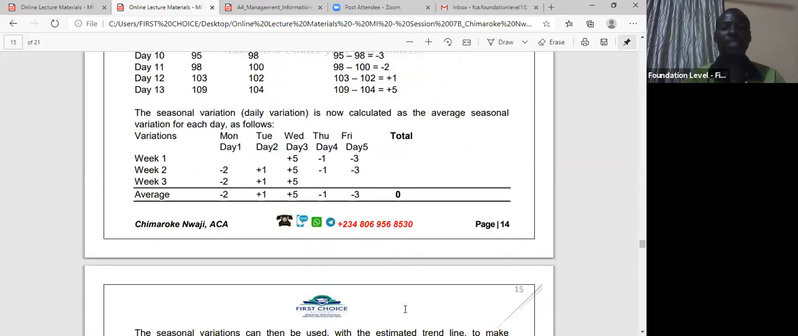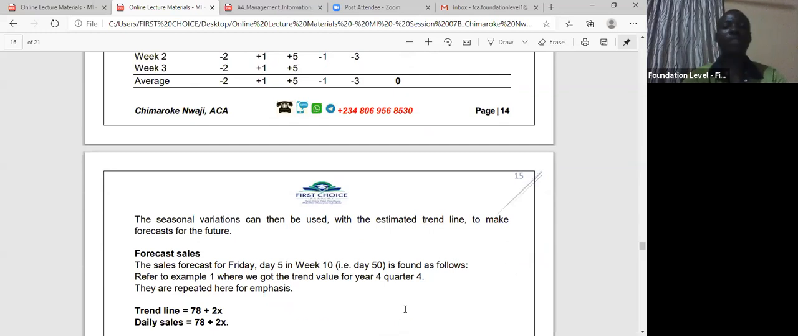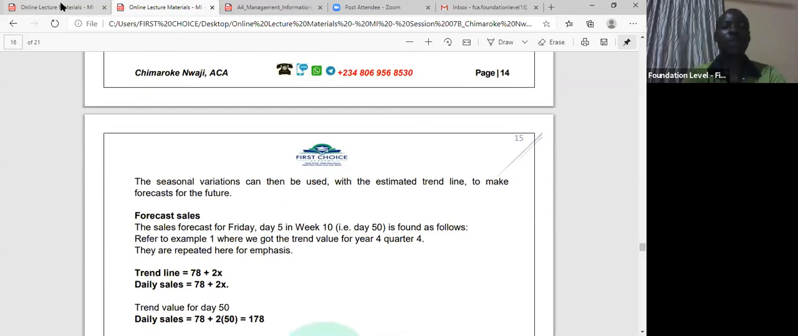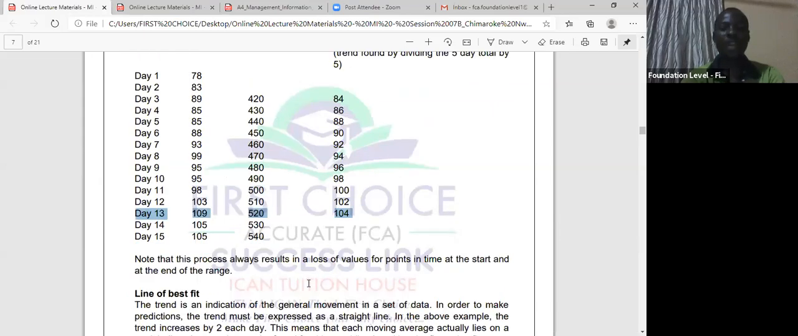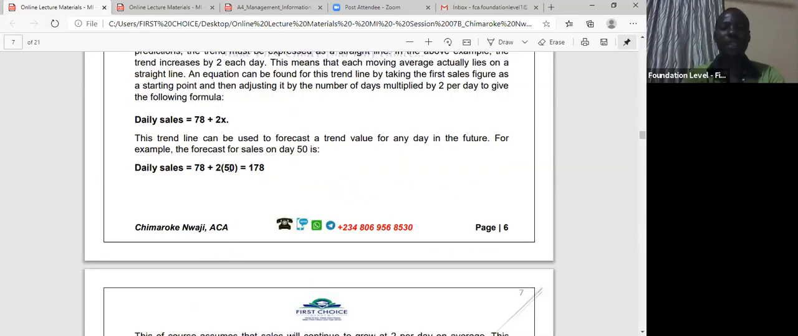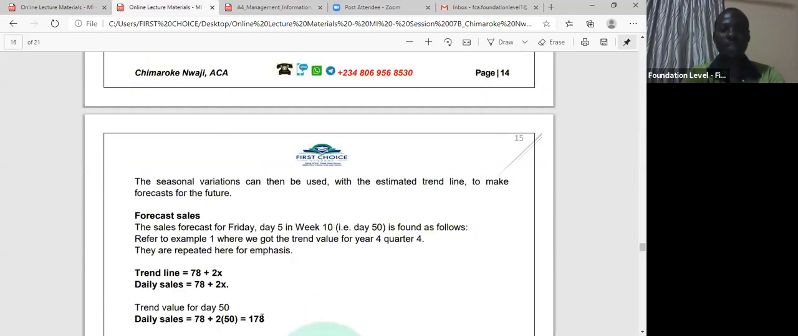So what do you do next? You come and make your prediction. Now look at your forecast. In the first time we did the forecast, we said using the trend, we got 178, right? This is the same thing. How we did it and got 178 is what I brought down here. So the trend line was this formula, and we got 178 for day 50. Of course, our day 50 happens to be a Friday on week 10. It's a day 5 figure. It's day 5 of week 10.